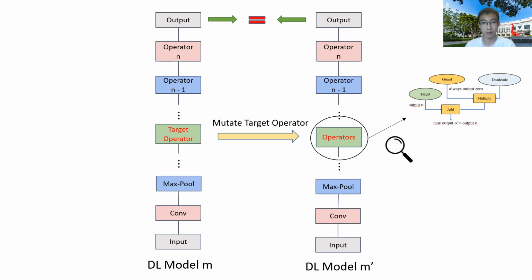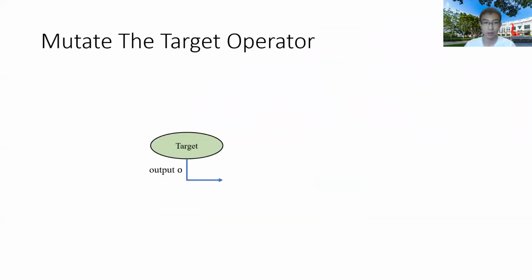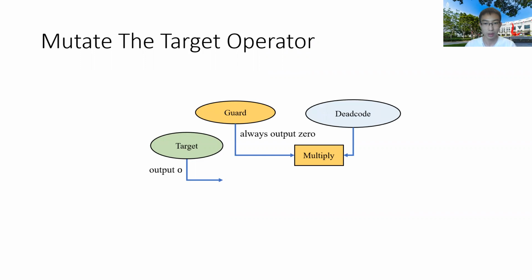Now let's take a detailed view of how we mutate the target operator into a new set of operators. First, we take the target operator and introduce a guard node, which always outputs 0. We also introduce a dead code node and multiply its output with the output of the guard node. We then add the result of the multiplication to the output O and get a new output O prime.